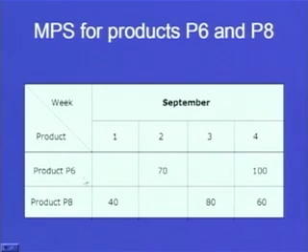Now you can see that by the second week, product 6 requirement is 70. In the first week, the product 8 requirement is 40. Similarly, by the fourth week the product 6 requirement is 100, and by the fourth week product 8 requirement is 60, and third week 80. So week-wise we know how many components have to be made for P6 and similarly for P8. Now this is a master production schedule. With respect to time, we know the quantity that has to be produced.